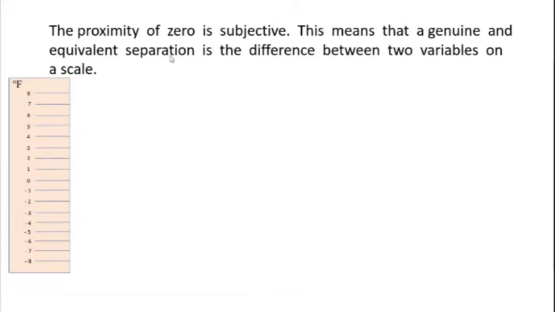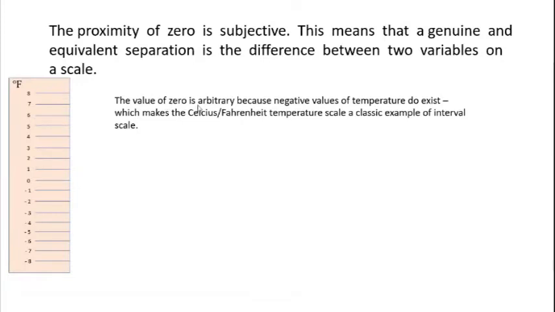So the next characteristic is that the proximity of zero is subjective. This means that a genuine and equivalent separation is the difference between two variables on a given scale. So the value of zero is arbitrary or subjective because negative values of temperature do exist. If the temperature registered is equal to 0 Fahrenheit or 0 degrees, that zero doesn't mean the absence of temperature, right? That is what's meant by arbitrary or subjective.